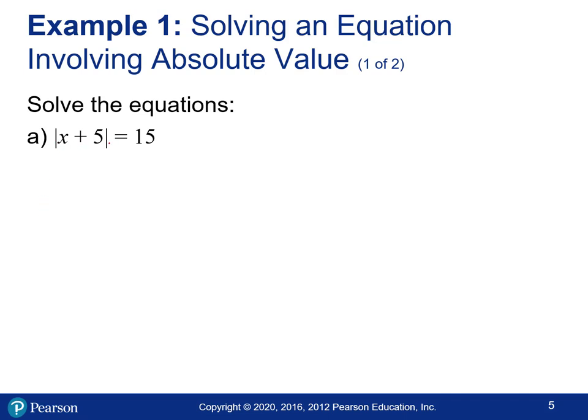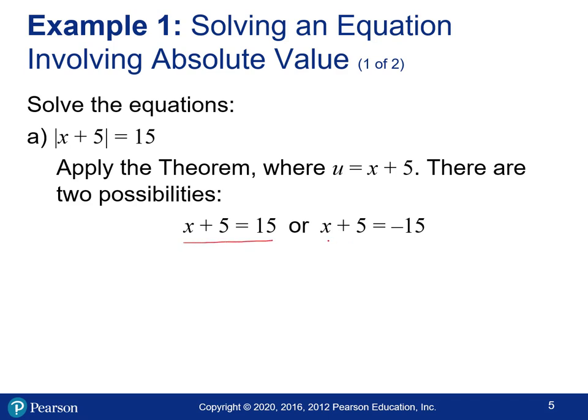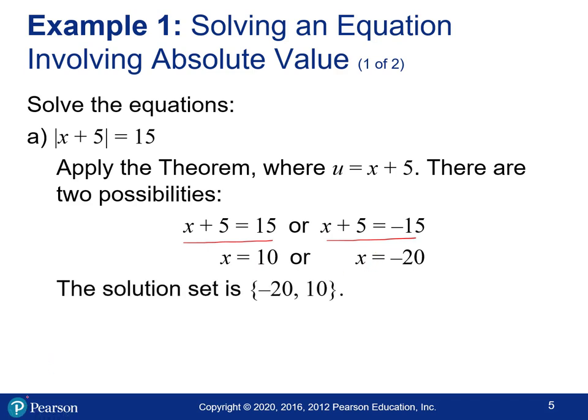Okay, so we're going to solve our first equation. Absolute value of x plus 5 equals 15. We're going to apply our theorem to this, and there's two possibilities. What was in the absolute value initially could have been positive 15, or it could have been negative 15. So you always set this up where you break it into the two possibilities, and then you just solve each one. If you subtract 5 from both sides, you get x is 10, and on the other one, x is negative 20.